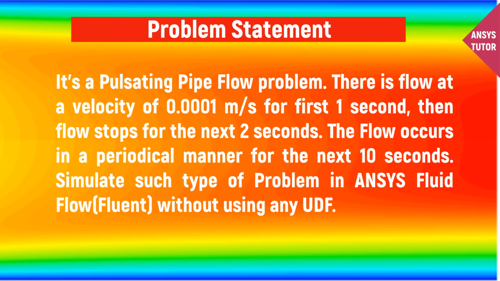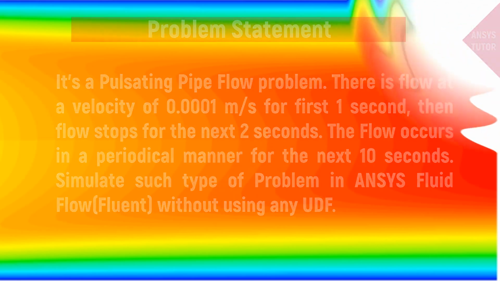The flow velocity is 0.0001 meters per second for first 1 second, then flow stops for the next 2 seconds. Then it repeats the same velocity. Likewise, the flow continues in a periodical manner for the next 10 seconds. Simulate such type of problem in ANSYS Fluent without using any UDF.